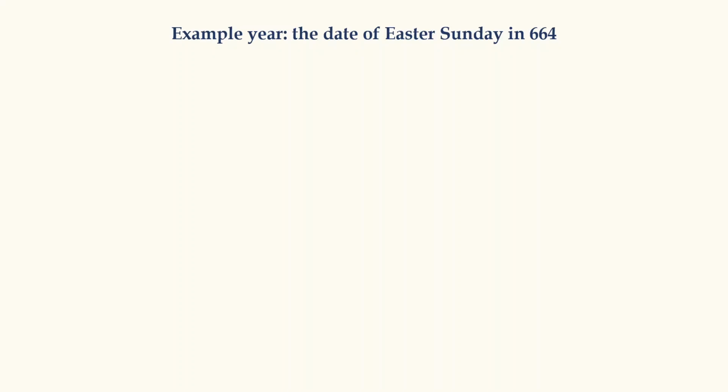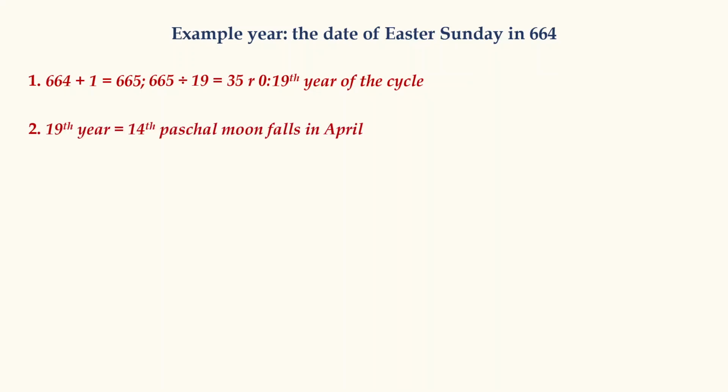But, using something like the winning method at Whitby, our first step is to work out what year of the cycle 664 is. So we add 1. 664 plus 1 is 665. Then we divide by 19. 665 divided by 19 is 35 exactly, so no remainder, and that means it's the 19th year of the cycle. So step 2. Is the 14th moon in March or April? Well, looking at the list, we can see that the 19th year means April.